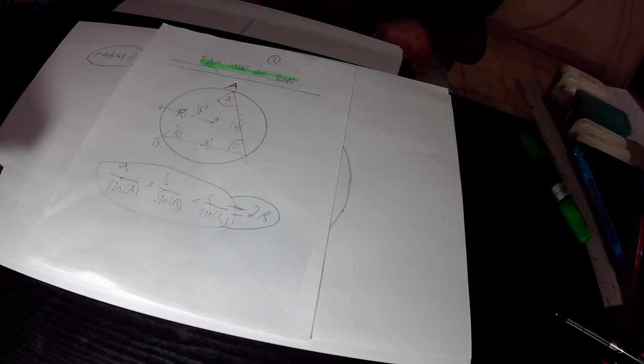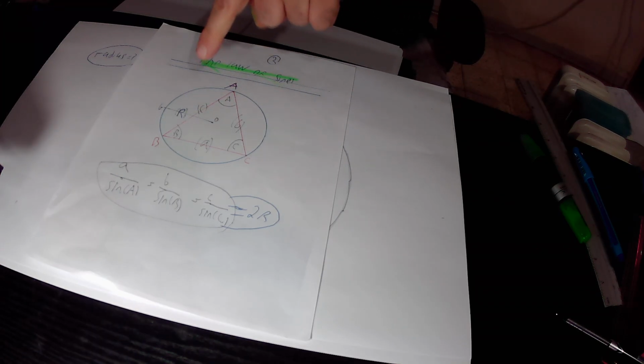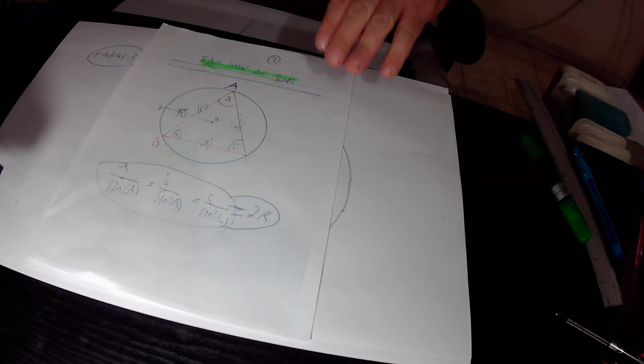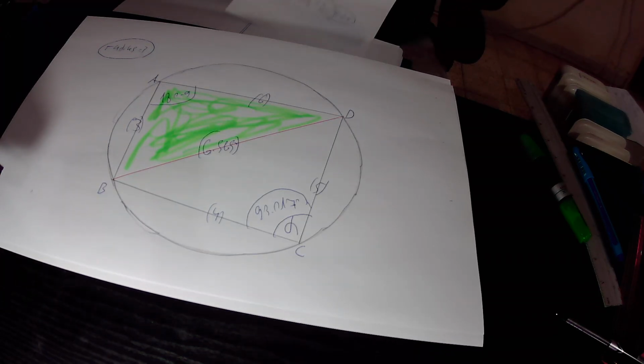According to the law of sines in its full version, in this drawing the following equation holds: a over sine A equals b over sine B equals c over sine C equals 2R, where R is the radius of the circle that describes triangle ABC. So we can implement the law of sines in its full version in our drawing.